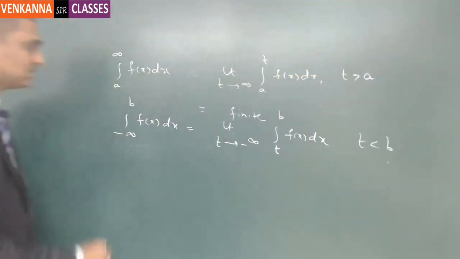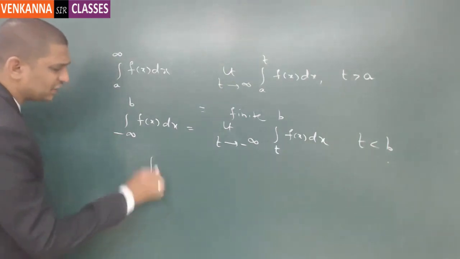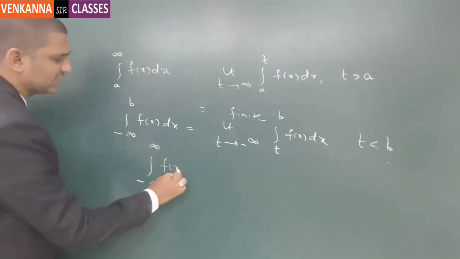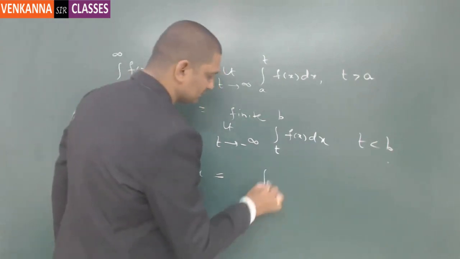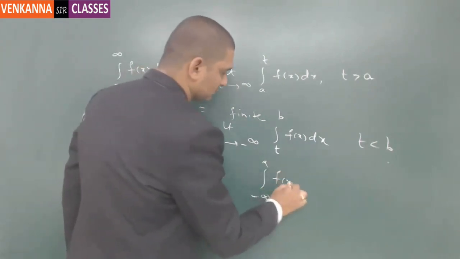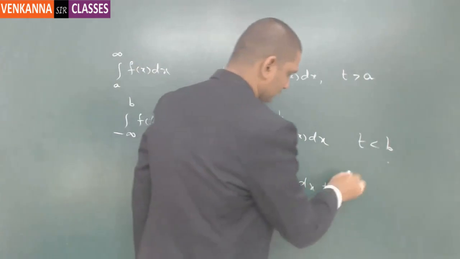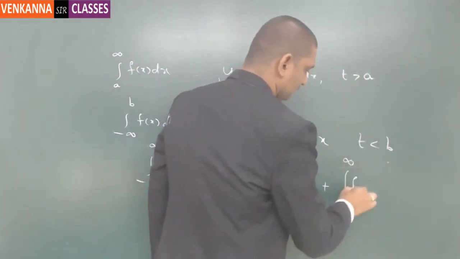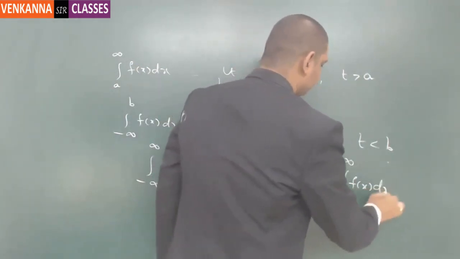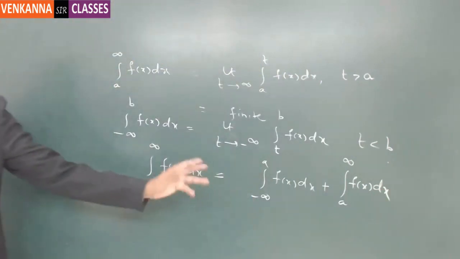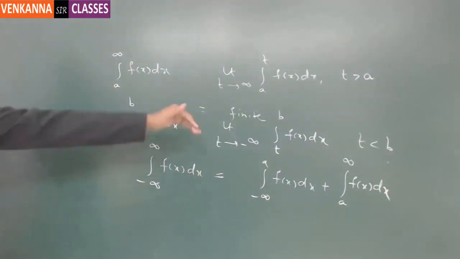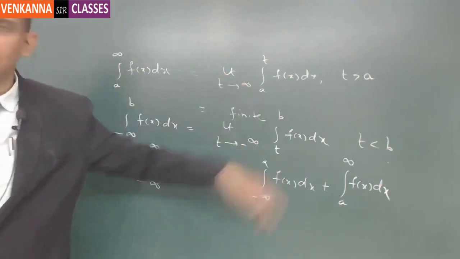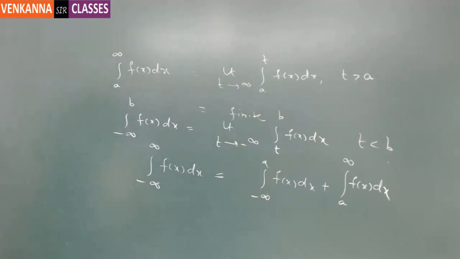And what happens if integral minus infinity to infinity f of x dx is there? So we simply split like this, where a is any point between them, and we do the previous two procedures for these two. That's it.